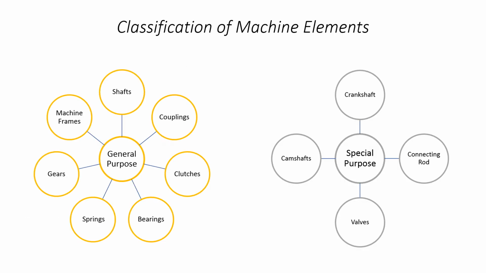So how are machine elements classified? Machine elements are broadly classified as general purpose machine elements and special purpose machine elements. The general purpose machine elements are shafts, couplings, clutches, bearings, springs, gears, and machine frames, to name a few. The special purpose machine elements are crankshaft, connecting rod, valves, and camshafts, to name a few.